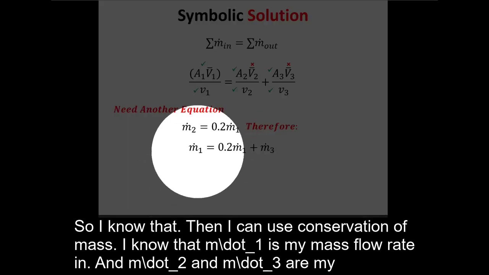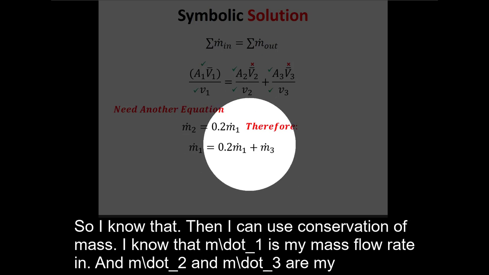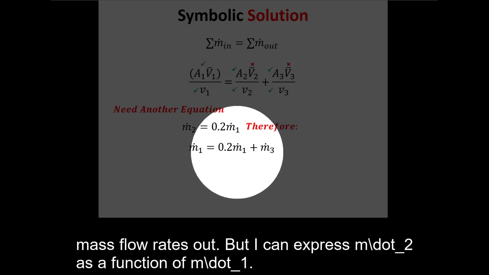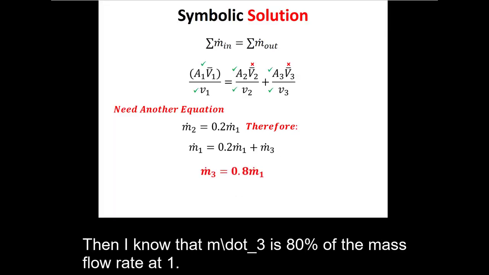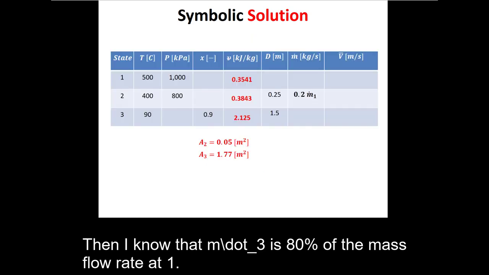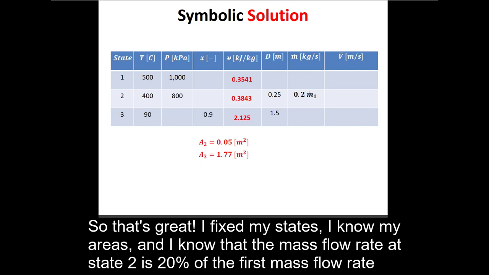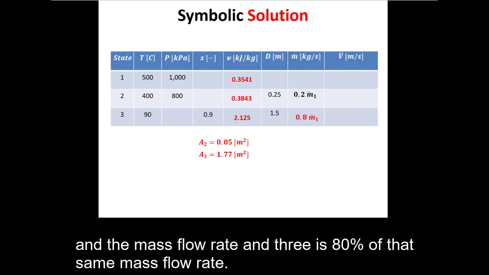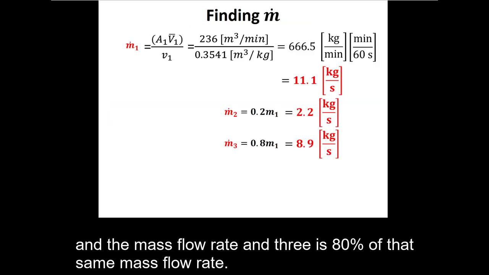I know that m dot 1 is my mass flow rate in, and m dot 2 and m dot 3 are my mass flow rates out, but I can express m dot 2 as a function of m dot 1. Then I know that m dot 3 is 80% of the mass flow rate at 1. So that's great. I fixed my states, I know my areas, and I know that the mass flow rate at state 2 is 20% of the first mass flow rate, and the mass flow rate at 3 is 80% of that same mass flow rate.